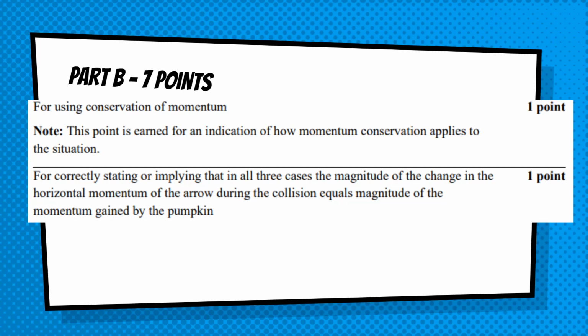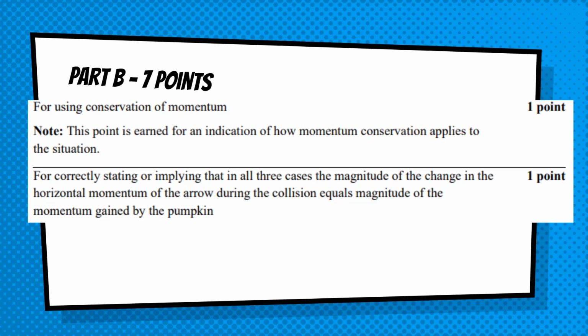So you or your neighbor got 1 point for using conservation of momentum. Note, this point is earned for an indication of how momentum conservation applies to the situation. If all they did was write the words conservation of momentum, that will not be sufficient. It needs to specifically apply to the situation you're looking at. But if they did that, they got a point, even if they didn't rank it right.